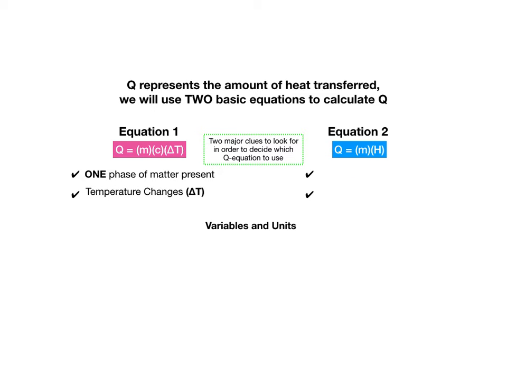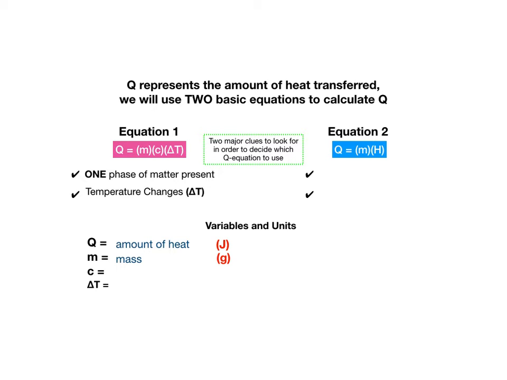Now, in order to make a successful Q calculation, you need to know what each letter in the equation, Q equals mc delta T, represents. You also need to learn to recognize each one's unit. So Q represents the amount of heat. The unit to represent Q is when a number is assigned a capital letter J for joule. M stands for mass, a quantity that you are really familiar with, and its unit most likely will be the gram, lowercase g.